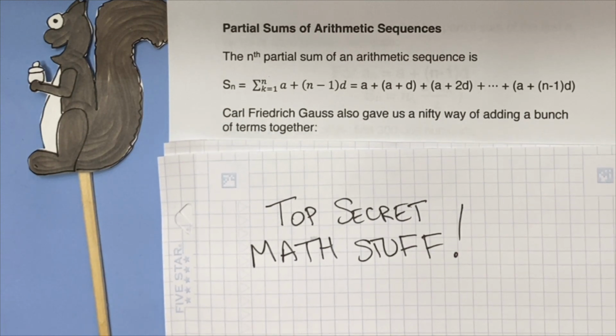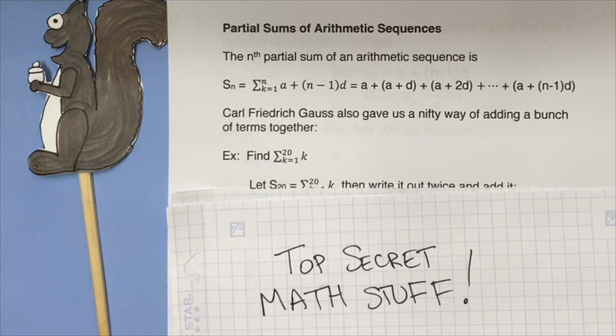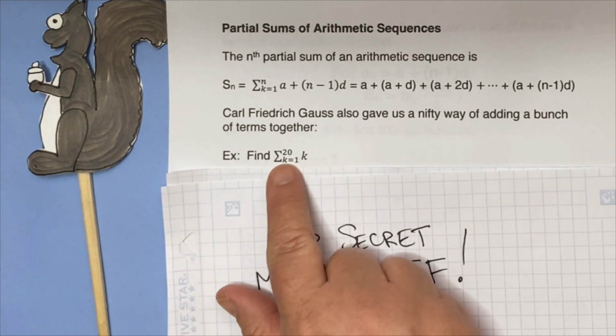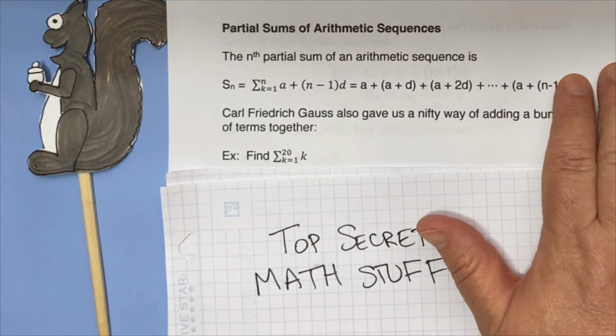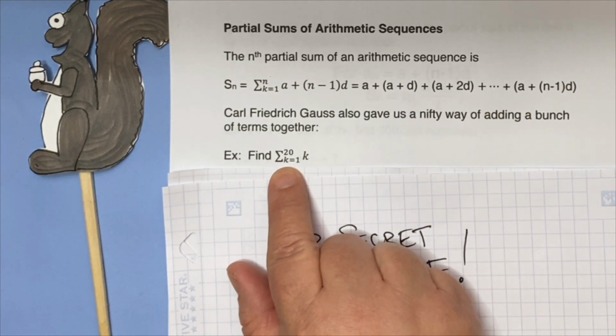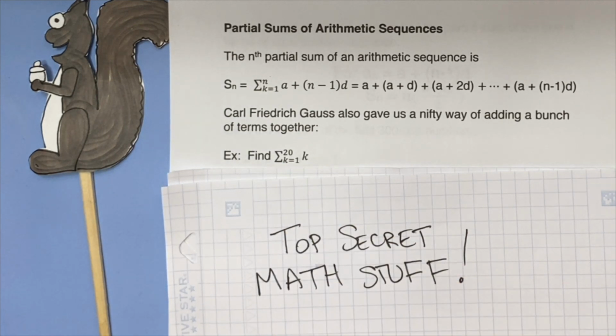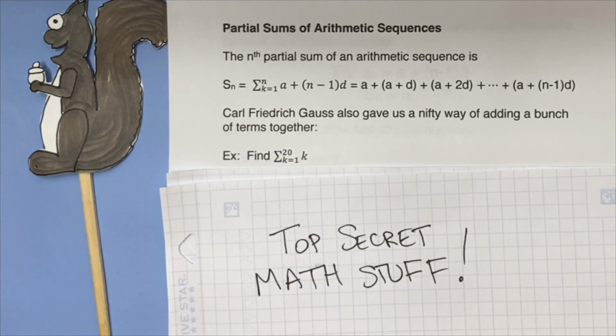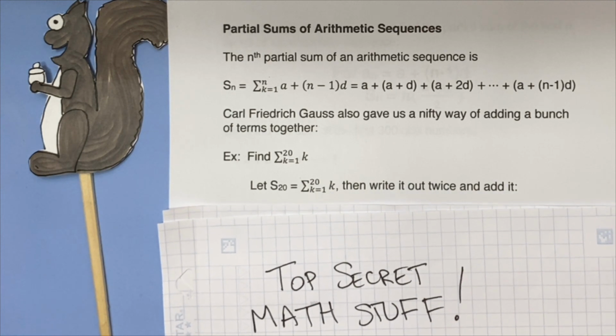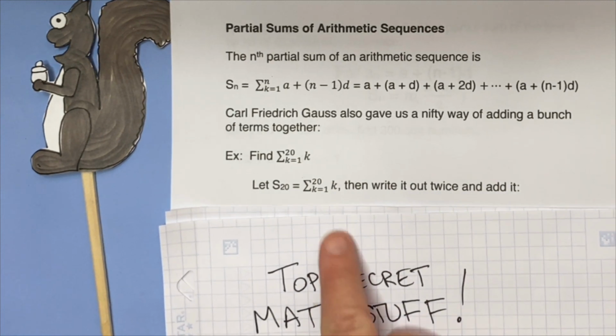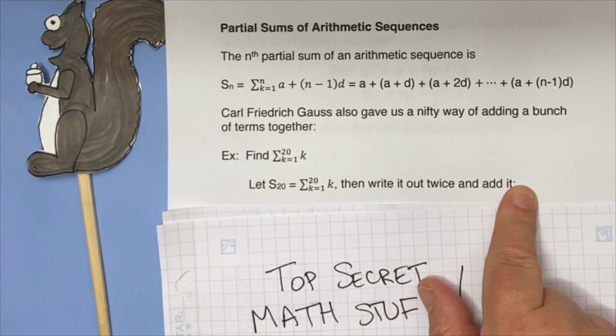Gauss, you know, good old Gauss, Gaussian elimination, all that fun stuff. He gave us a nifty way of adding a bunch of terms together. You guys ready? It's kind of cool. So basically, if you want to add up what happens from k equals 1 to 20 of k, right? So 1 plus 2 plus 3 plus 4 plus 5, etc. We're going to take that and write it out twice.